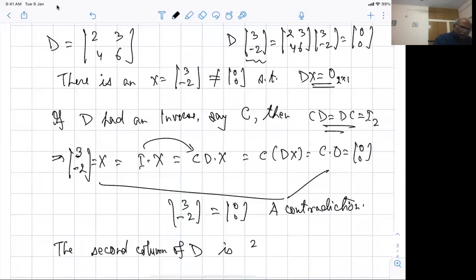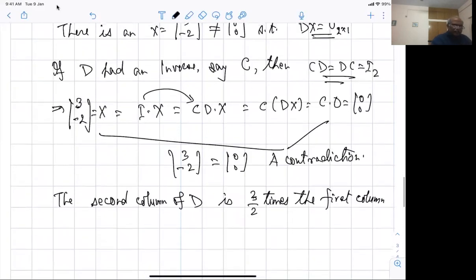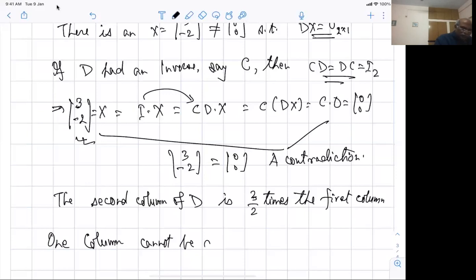3 upon 2 times the first column. So what we are seeing here is that the second column of D is 3 upon 2 times the first column, and therefore I have an issue here because I'm able to get this part and make it 0. Fine. So this is important, that I cannot have such a thing. So one row or one column cannot be a multiple of another column. Well, this is very important.